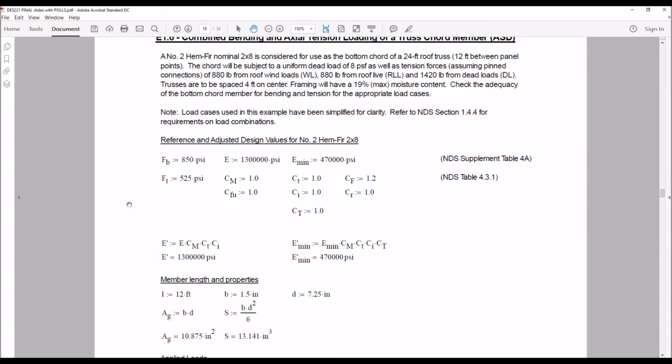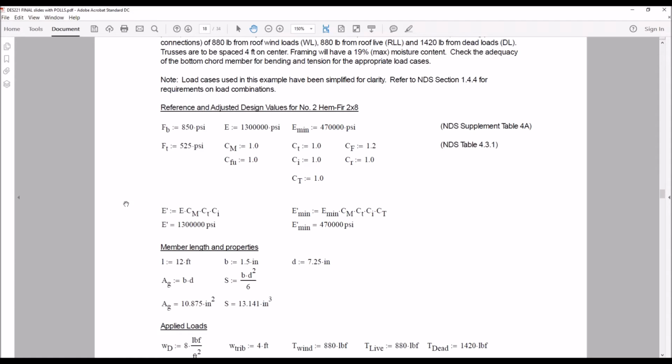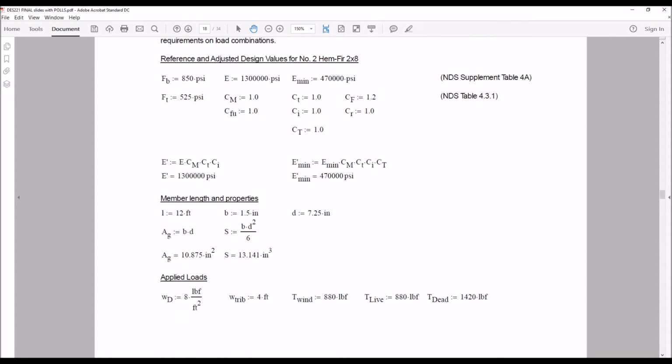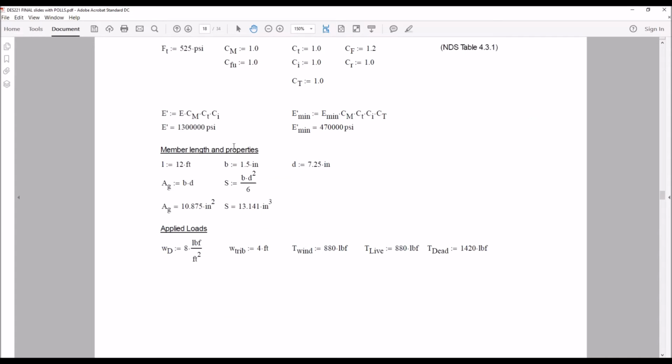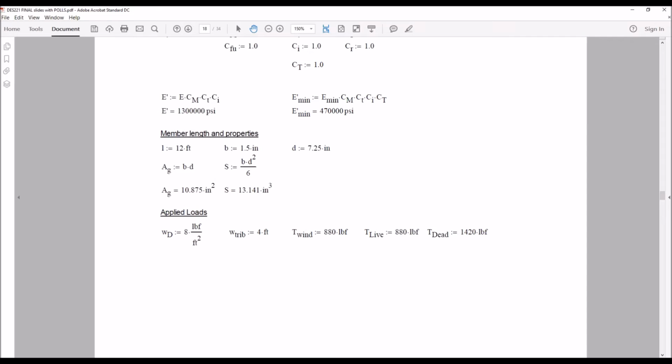So again, we're starting with our reference design values for hem fir and our various adjustment factors. We do notice that we have a size factor equal to 1.2 for this one, so we get a bit of an increase on that. Our member geometry, again, for nominal 2x8 is 1.5 inches by 7.25 inches, and that is in the NDS supplement. Our gross area, or our cross-sectional area, is just B times D, the breadth times the depth, and we're going to use the S value, the section modulus.